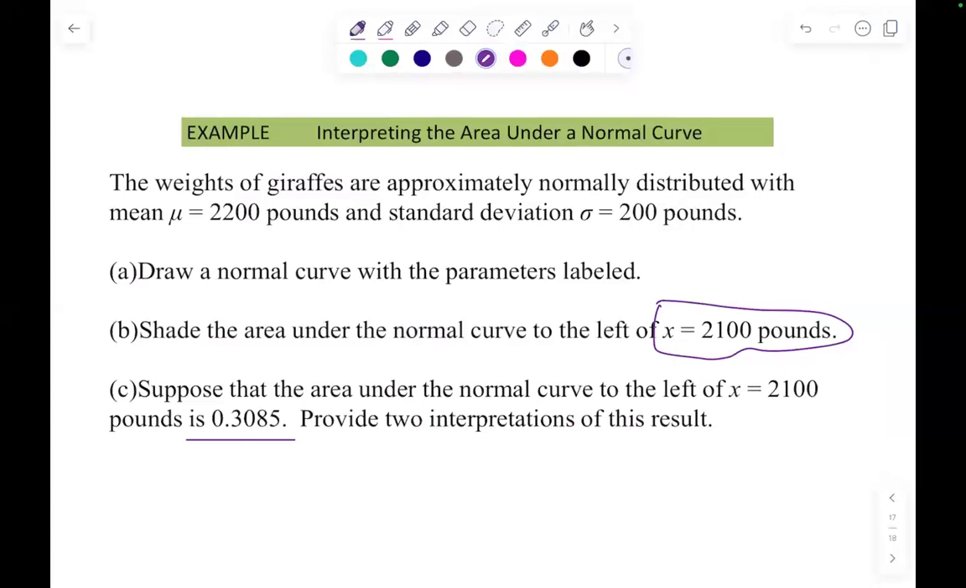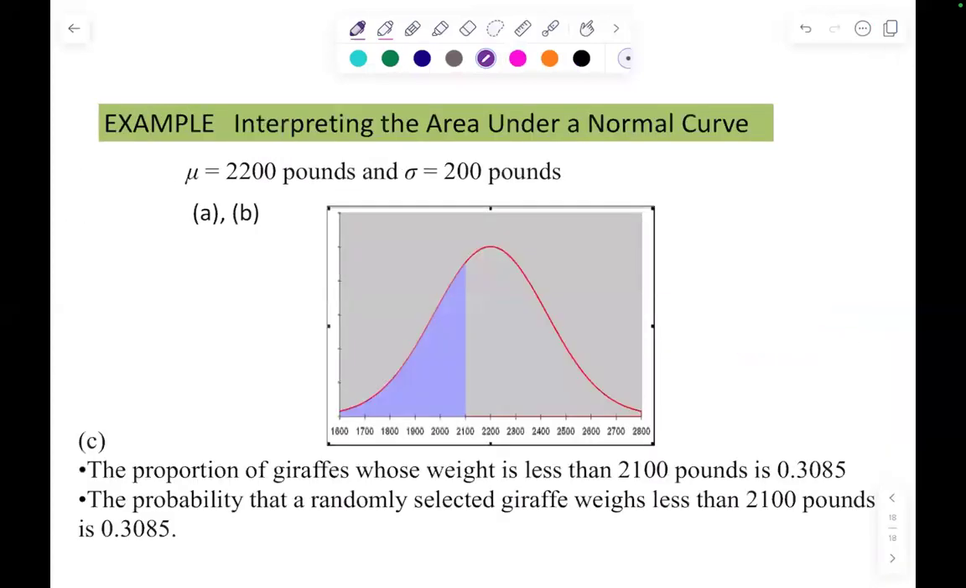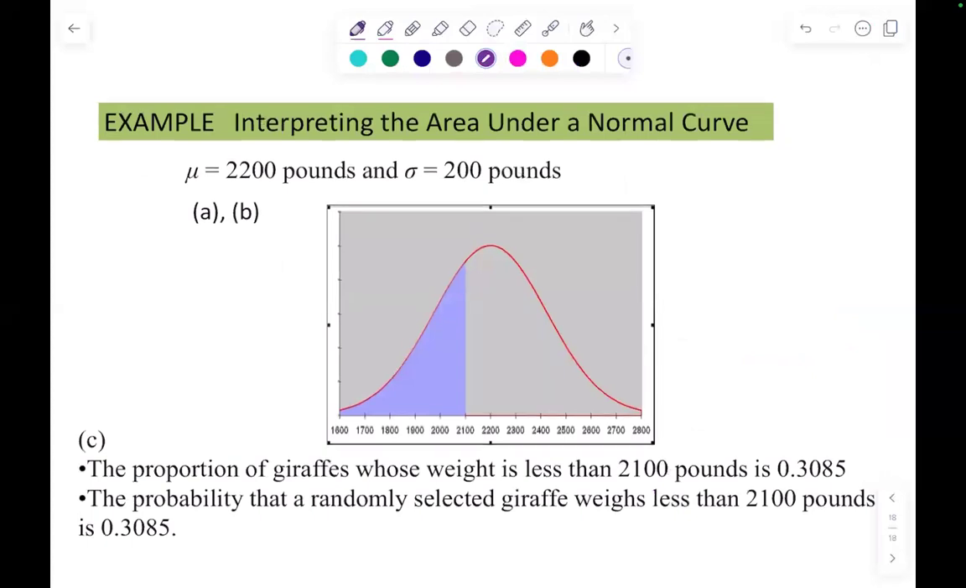We're going to talk about the two different interpretations. So here is my lovely shaded area. So 2,100 pounds is right there. It is shaded. So this area right here is 0.3085. So of the entire curve, it's almost 31% of the entire curve.